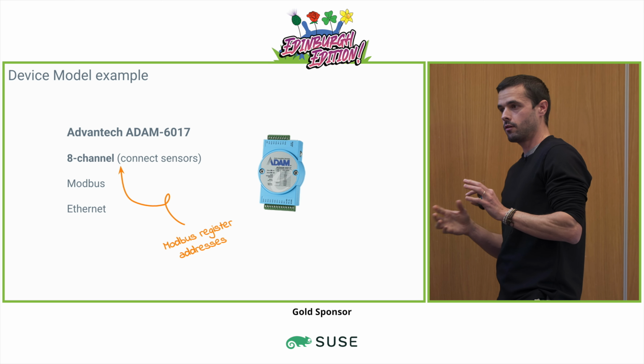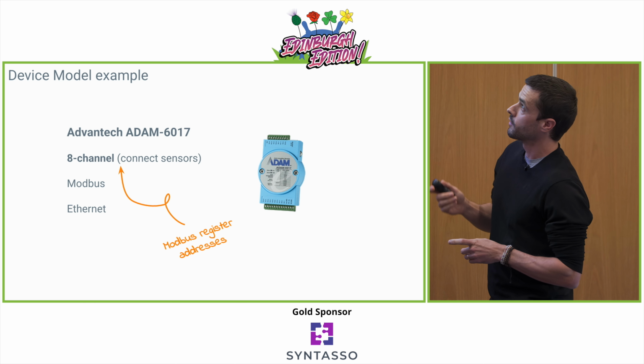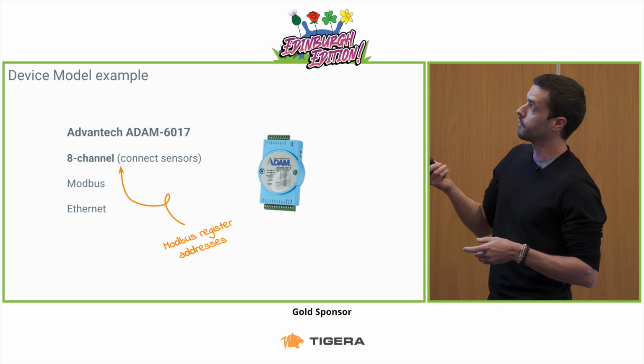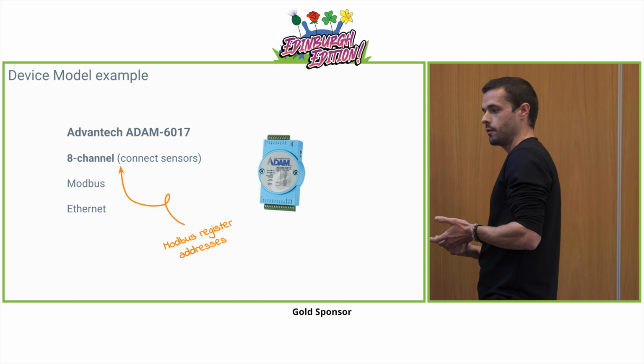I've never seen or even touched one of these. I just Googled it. It seems pretty simple. So it has 8 channels to which you connect sensors, a Modbus register address for each of these, compatible Ethernet, so you can access it on IP and port.